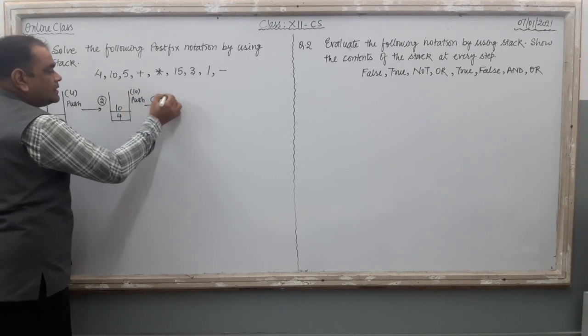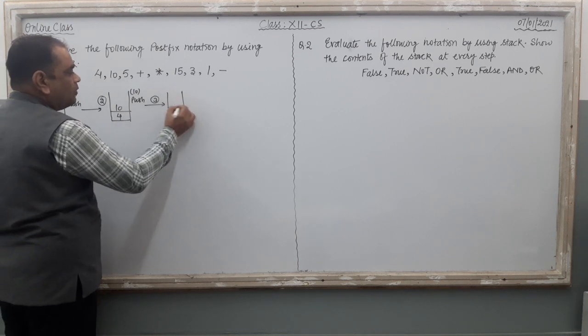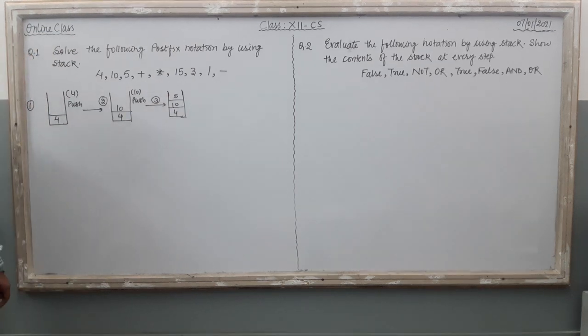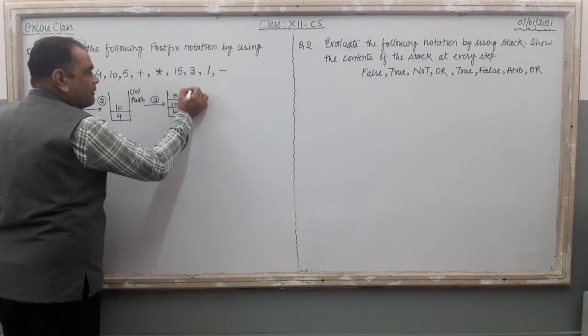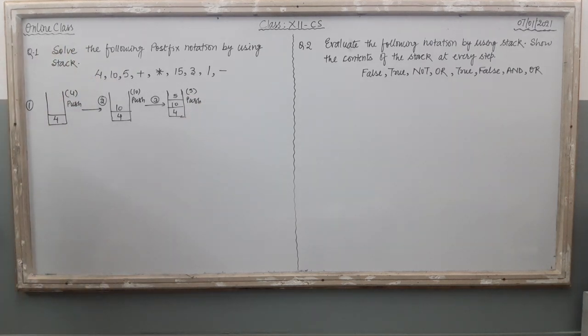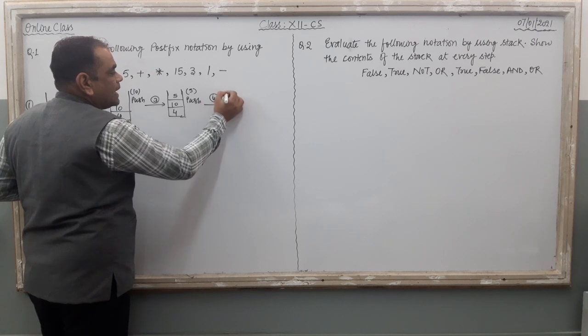Now what is the third step? Just check it out. Third, again an operand is there. So 4, 10, 5. The stack structure looks like this one. Here you have to write 5 and then push. Right?